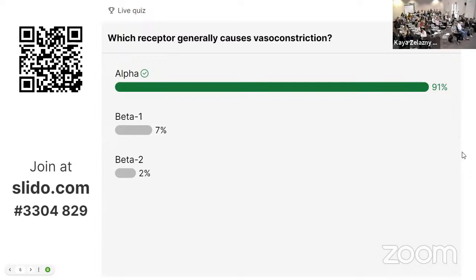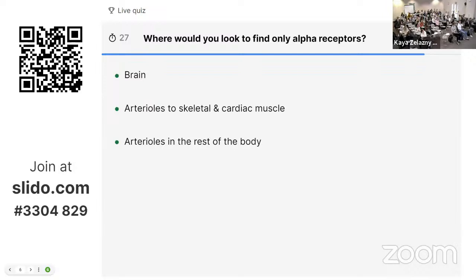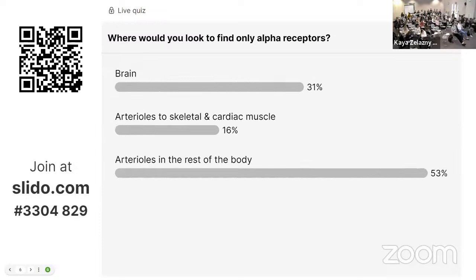So next, I'm going to ask you the same question as before. If you want to find an alpha receptor and only an alpha receptor. Arterioles throughout the body, except the brain, have alpha receptors. The reason I specified only is that your arterioles going to skeletal and cardiac muscle do also have alpha receptors, but they also have those beta 2 receptors. Everywhere else in the body, we've got these alpha receptors, but not in the brain because it's doing its own thing.